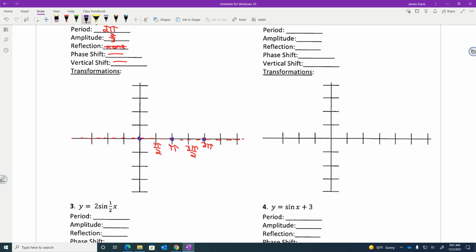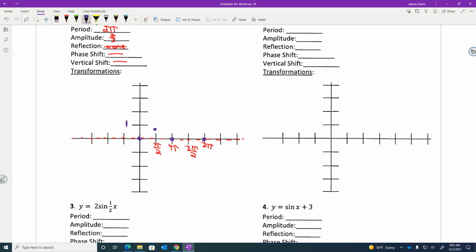All right, and then we need to think about the amplitude and the reflection and the phase shift. Okay. So the amplitude is 2/3. So instead of going up to 1, if this is 1, I don't want to go up to 1, I want to go up to 2/3. So right here, it's going to be 2/3 instead of up to 1.